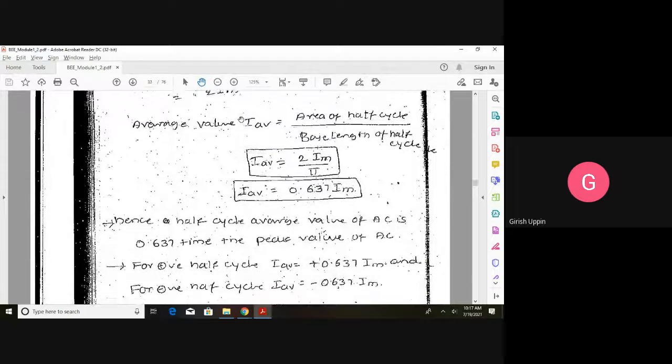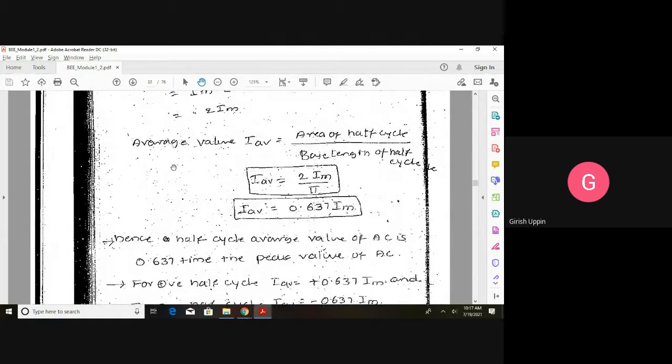Now we will write the formula for the average value. I average is equal to the area of the half cycle divided by the base length of the half cycle. What is the area of the half cycle? 2 Im. And what is the base length of the half cycle? Pi. Full is 2 pi, half is pi. So I average is equal to 2 Im divided by pi, or I average is equal to 0.637 Im.